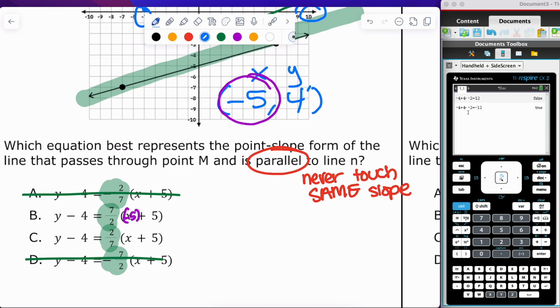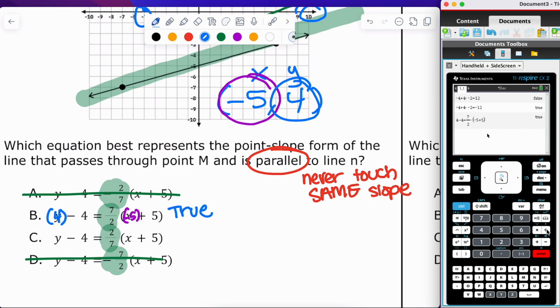-5, then 4 for y. Now I'm going to do the same thing I did earlier. I'm going to do parentheses 4 minus 4 equals, control divide, 7 over 2, parentheses again, -5, parentheses plus 5, parentheses. Oh, nope, I just wanted to close it. And then enter. And that says true.